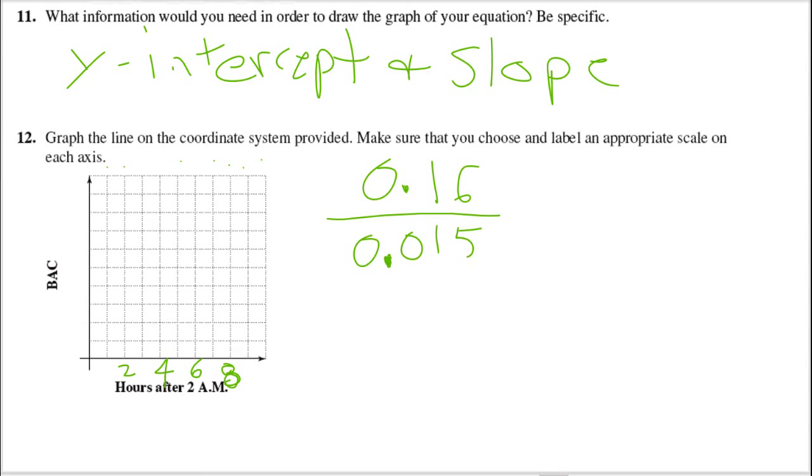So I won't actually get right to the y-intercept or the x-intercept, but I'll get close. I know my highest point is going to be 0.16, because that's where we start and we go down from there. It looks like I've got 10 lines there. If I make each line 0.1, I will be way too low. So I'm going to make each line 0.2.